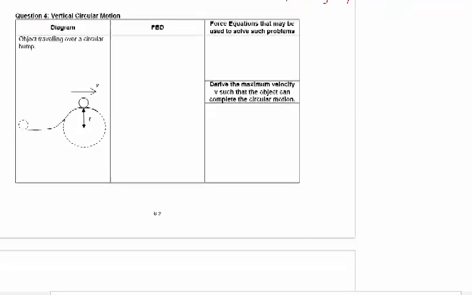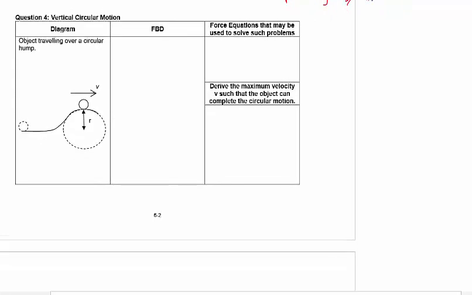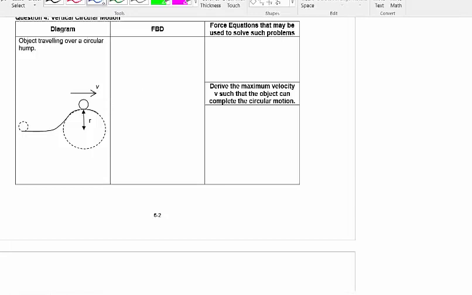Next we'll move on to vertical circle. Let's draw the free body diagram now.